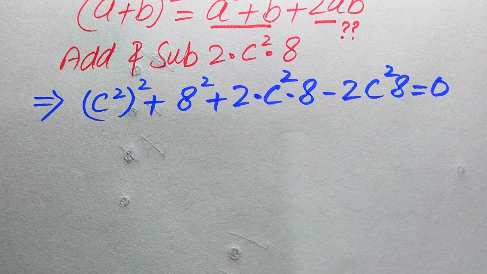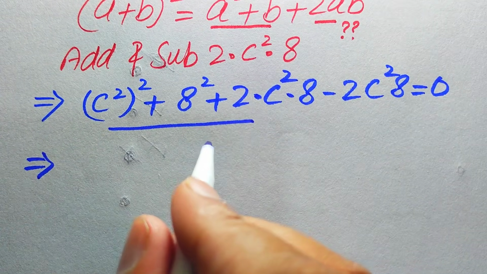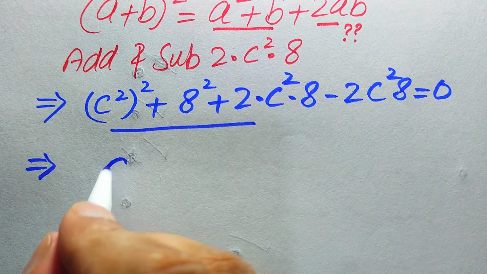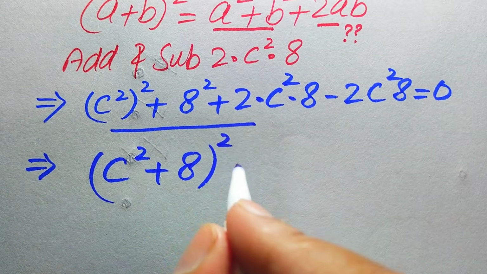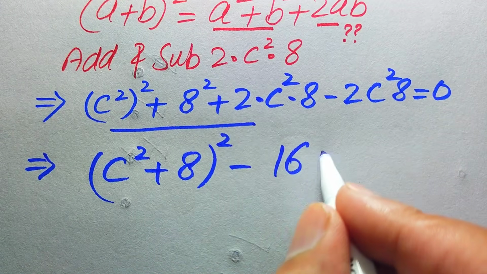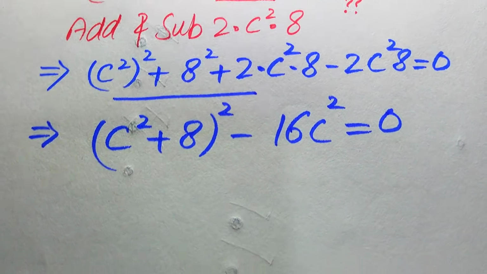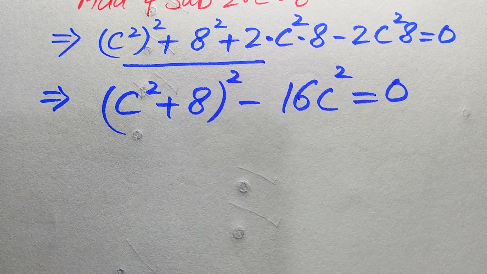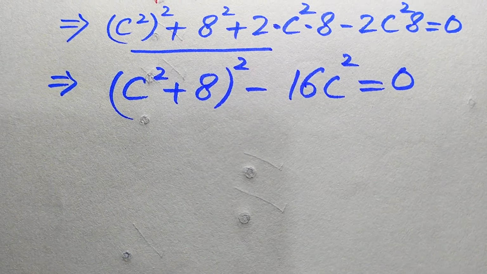And here we need to combine the first three terms. When we combine all these three terms, we write it as c square plus 8 and its whole square, minus, this is 2 times 8, becomes 16 times c square, and this whole equation equals 0. And now in the next step we again use a nice algebraic formula.